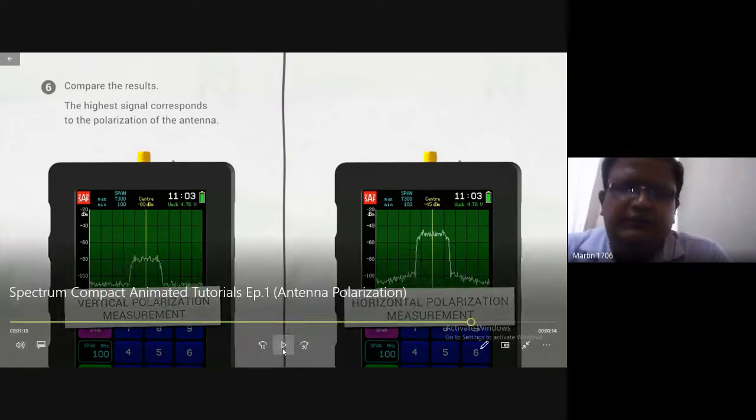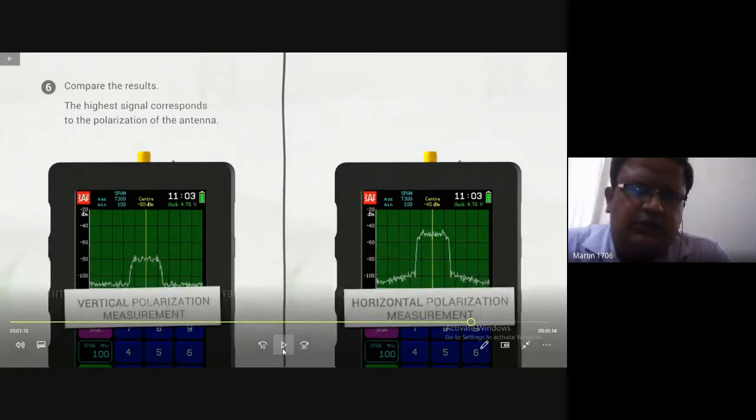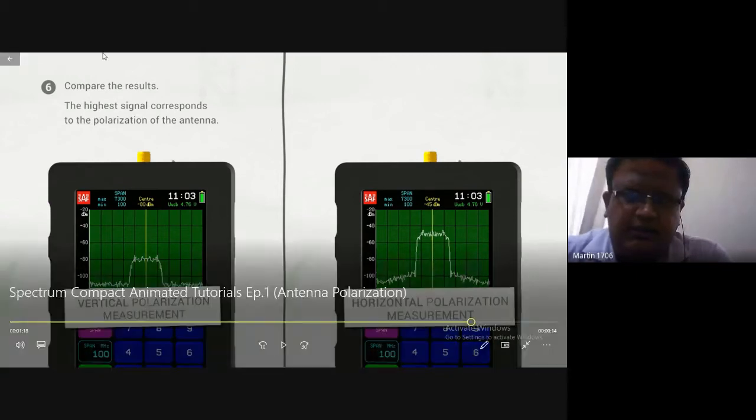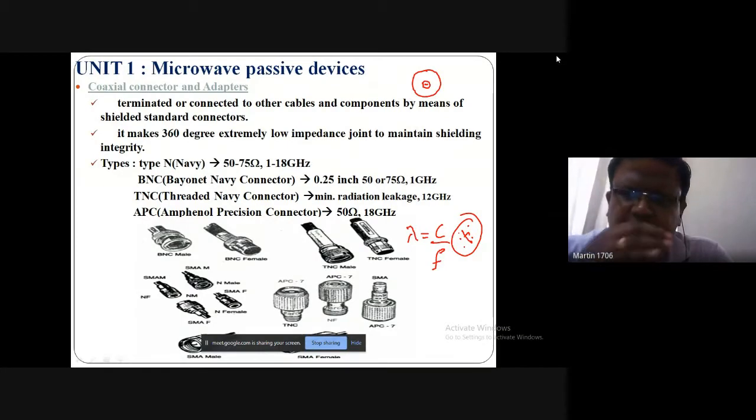The main objective of this coaxial connector is to connect with any of your microwave gadgets to find the polarization measurement, whether it is horizontal or vertical polarization. It can be found with various measurement calculations. So there are different types of connectors.